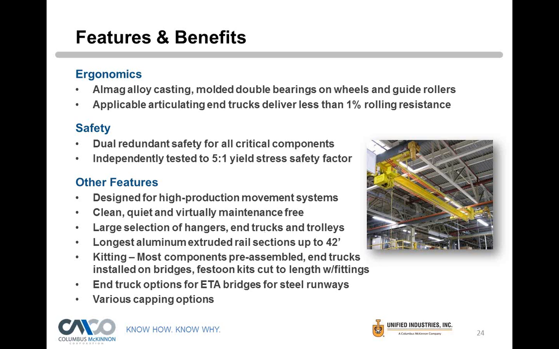So just an overview of the features and benefits of all these systems. The CM product line, for Unified, we use Almag alloy castings and double bearings. The purpose is to minimize injuries, maximize safety, and make it easy to use so your workers do not get injured, meaning less downtime. For safety, everything has a dual redundant safety for all the critical components. Everything's tested to 5-to-1 yield stress. What that means is, if something's rated for 500 or 1,000 pounds, the ultimate stress test would be 5,000 pounds.